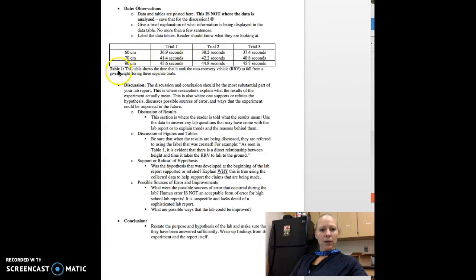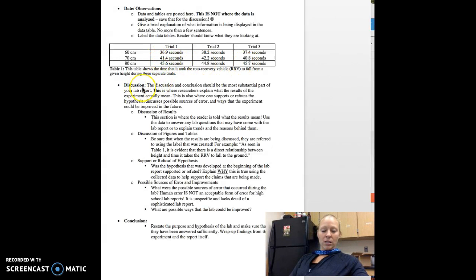So you can see here it says table 1. This table shows the time that it took the roto recovery vehicle to fall from a given height during 3 separate trials. So when I'm looking at this, I know exactly what this table is telling me. I'm not looking at it and just seeing a bunch of random numbers. So make sure that you're sort of telling a story with your data, observations, and your discussion section.